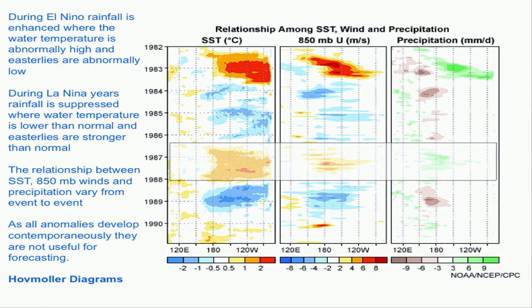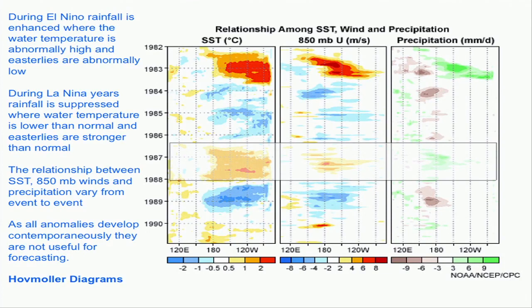And it turns out that you can see that, well, these are the key features. During El Nino, where we have this enhanced water temperature, as you can see, for example, on the top of the first diagram, we have these abnormally high temperatures, and we also have easterlies as well. During La Nina years, rainfall is suppressed, where water temperature is lower than normal, and easterlies are much stronger than normal, based on those wind speeds in the central figure. The relationship between sea surface temperature and those wind speeds and precipitation, however, do vary. The strengths of the relationship vary from event to event. And because all these anomalies, as they're called, develop contemporaneously, it's actually not quite that useful for forecasting.